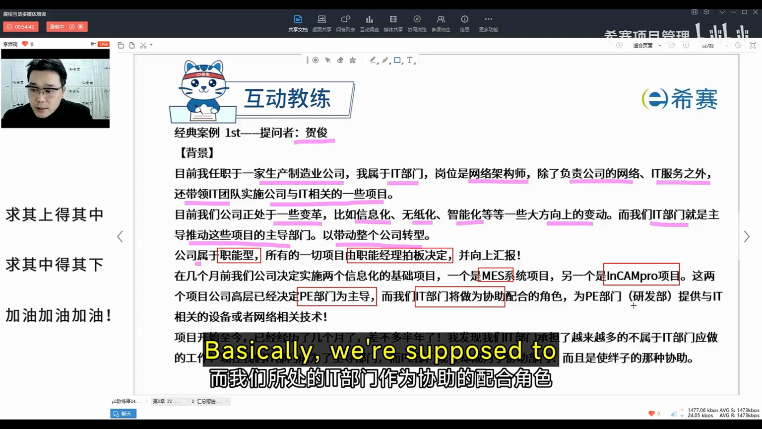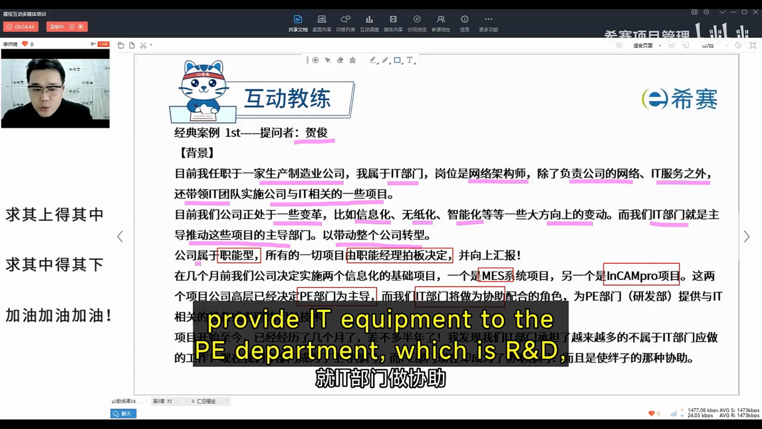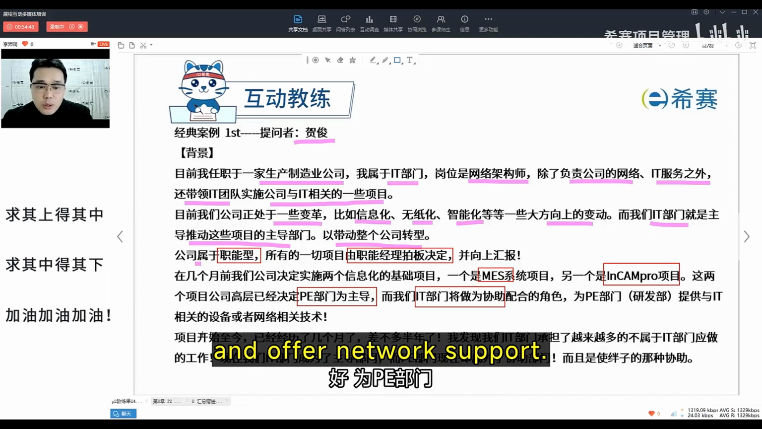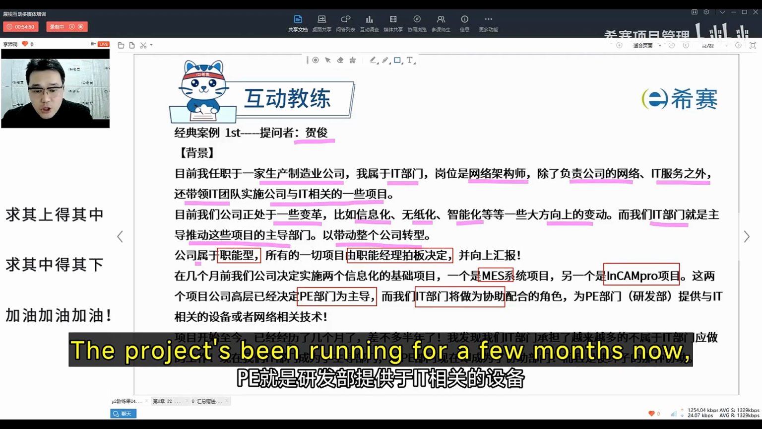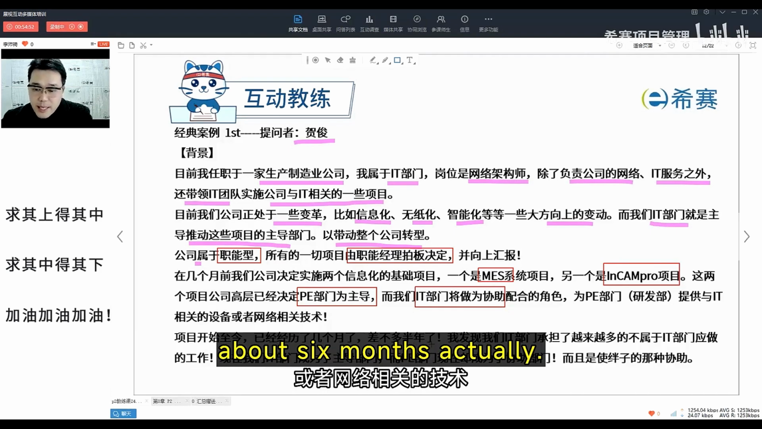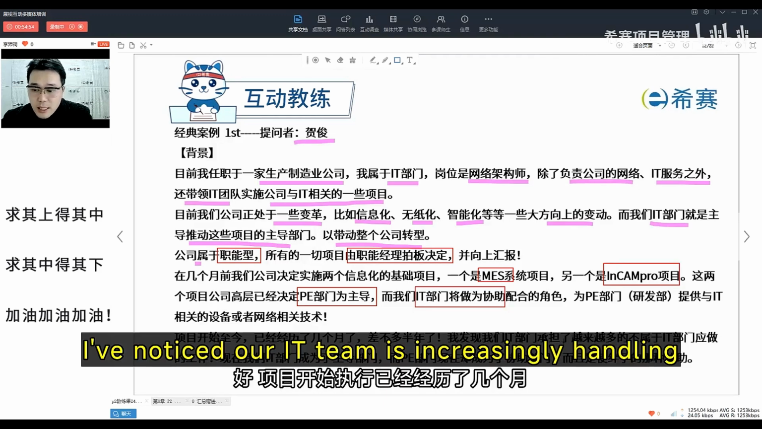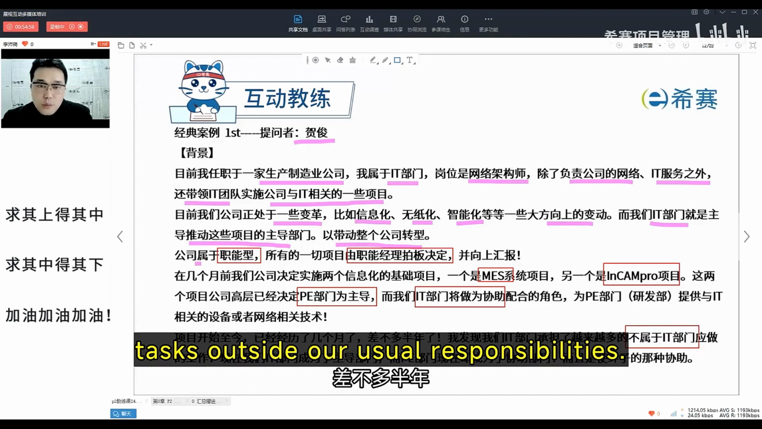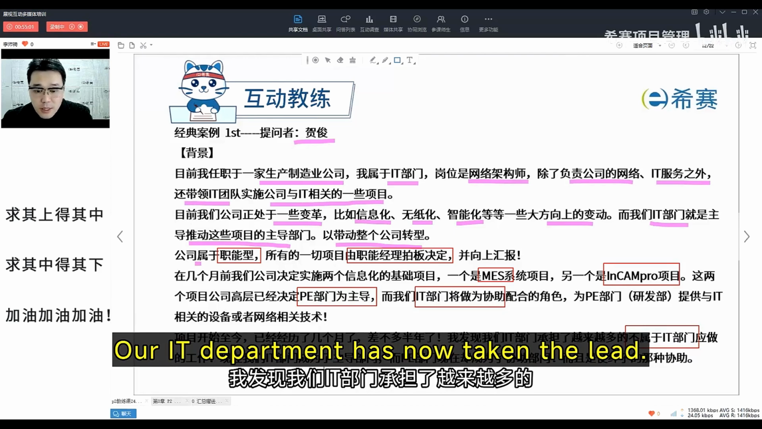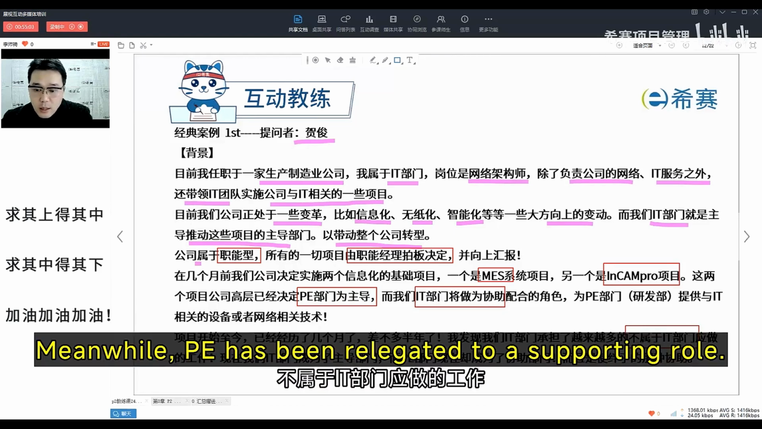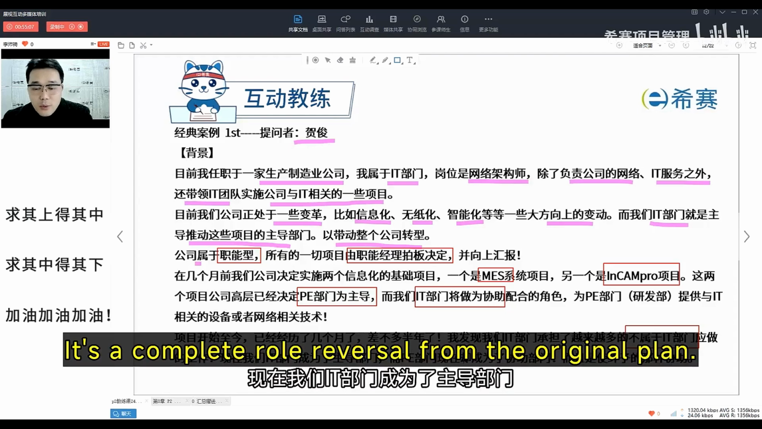Basically, we're supposed to provide IT equipment to the PE department, which is RD, and offer network support. The project's been running for a few months now. About 6 months actually. I've noticed our IT team is increasingly handling tasks outside our usual responsibilities. Our IT department has now taken the lead. Meanwhile, PE has been relegated to a supporting role. It's a complete role reversal from the original plan.